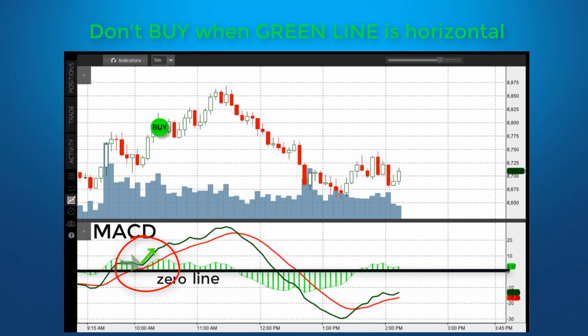It would have worked out okay this time, but many times it won't, and that green line will go back down, and you'll have a reversal, and you'll have a loss on the trade. If you want to be sure it's a definite buy signal, don't do it when the green line is horizontal over the red line. Wait till it shows some upward momentum.